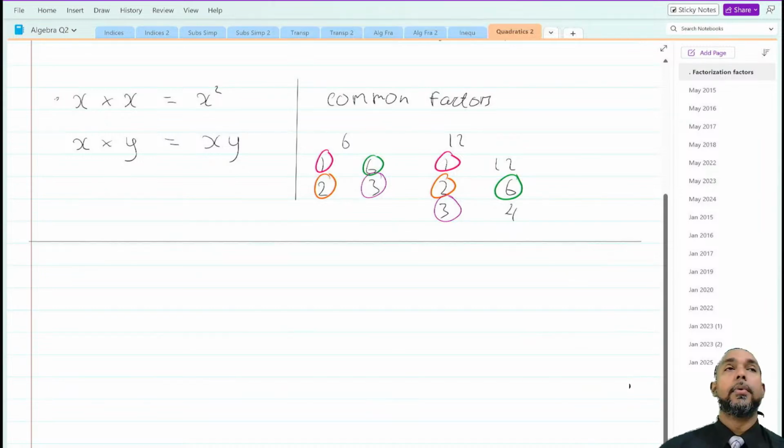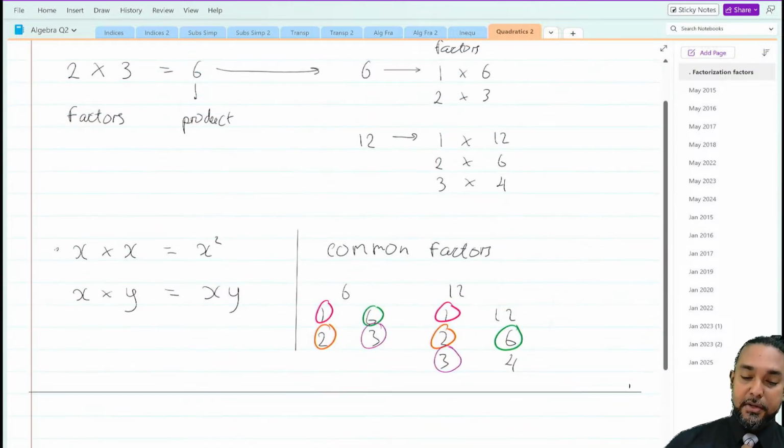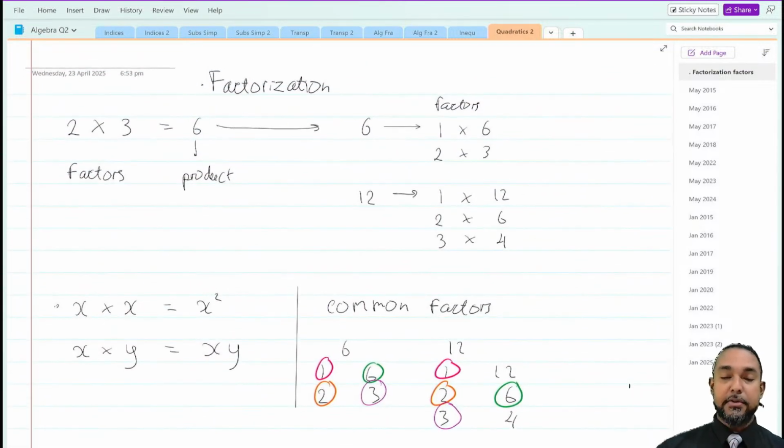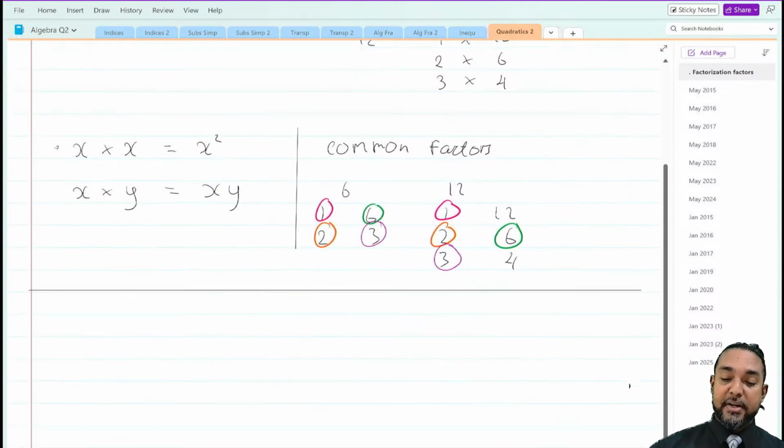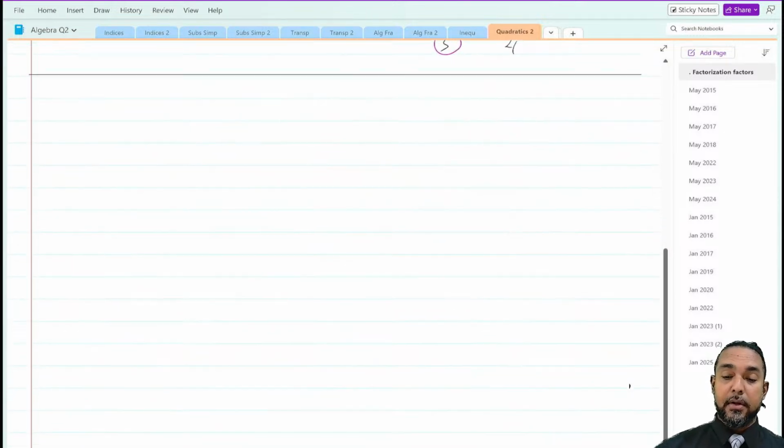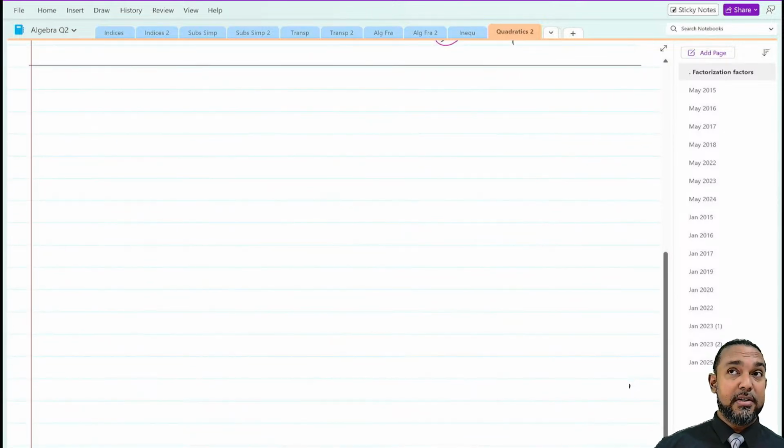Now, as we said, factors are multiplied together to give us products. The terms we've seen so far have all been what I like to call single terms. So what that means is either a number by another number, or an algebraic term by a number or by another algebraic term. But we have situations where expressions can be factors. What do I mean by that?